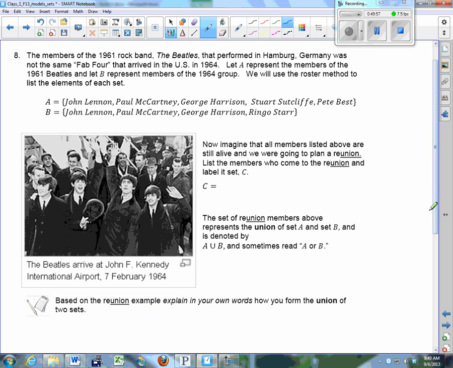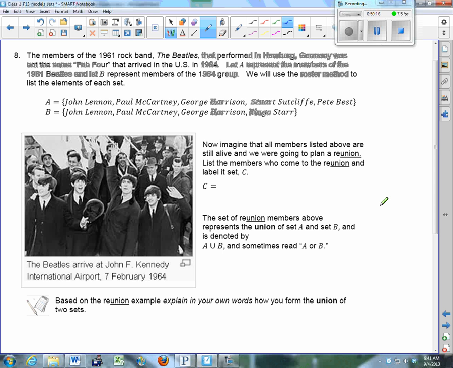But I was thinking, how can I talk about union and intersection in a way that might keep you interested? I'm always interested in keeping you interested. So we're going to imagine that there's going to be a Beatle reunion. Wouldn't that be nice? Assuming all these people are still alive. Now I want to list, using the roster method, who would be part of this reunion.